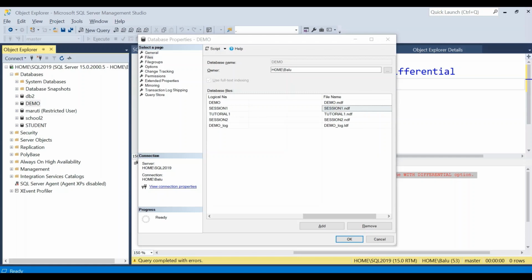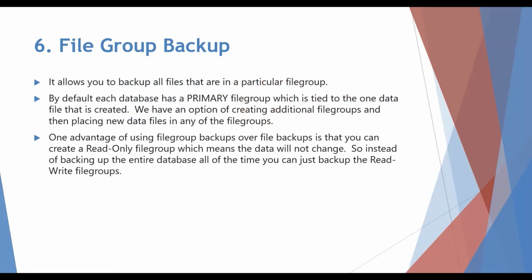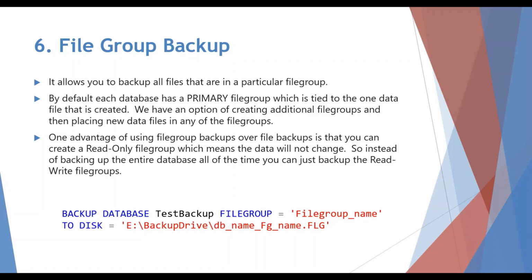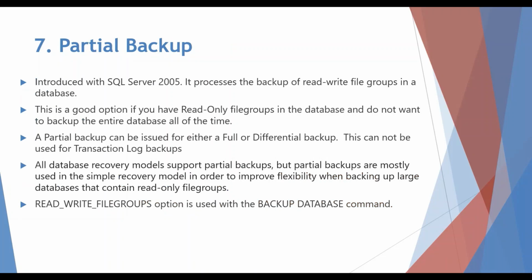Okay. Taking these file backups and file group backups takes very little time, and we prefer taking these backups when your database size is very large. And the syntax is backup database name, mention the file group name, and to disk, give the path, with extension .flg. And the next backup type is partial backup.